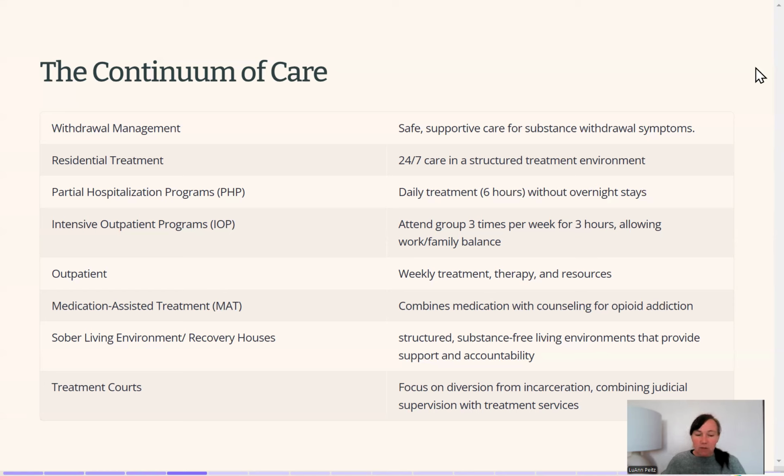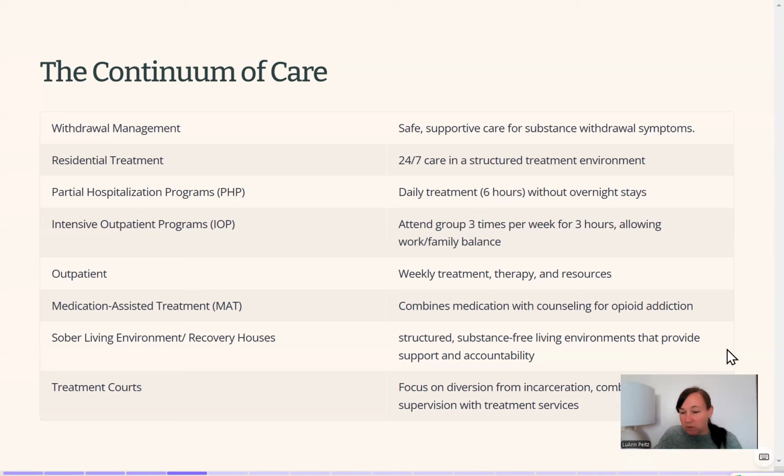The other thing I wanted to talk about was treatment courts. So, treatment courts are diversion from incarceration, and they combine judicial supervision with treatment services. So, you might see these in your behavioral health or with different mental health agencies also. But these are a really good substitute for incarceration, and people can get treatment while they're doing it.